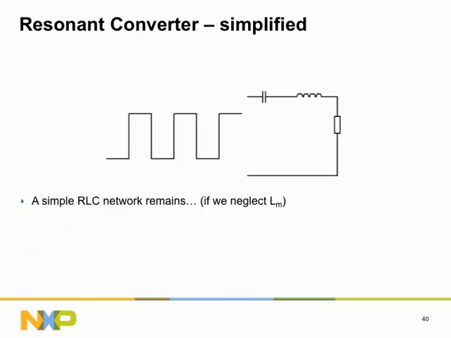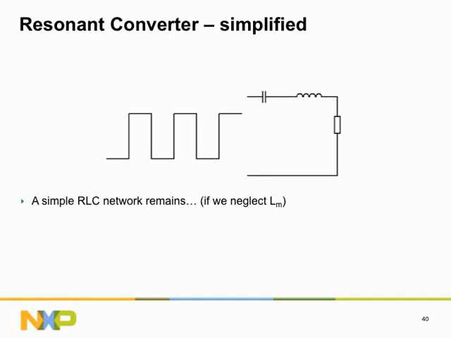It's a simple RLC network that remains. If we would not neglect the magnetic energy storage in the transformer, there would be an inductor Lm representing the magnetization inductance of the transformer in parallel with the resistor. But in this elementary explanation of the operating principle of a resonant converter, it's appropriate to eliminate Lm from our analysis. The qualitative behavior of the RLC circuit is described in nearly all textbooks on network theory, but we'll give a quick summary.